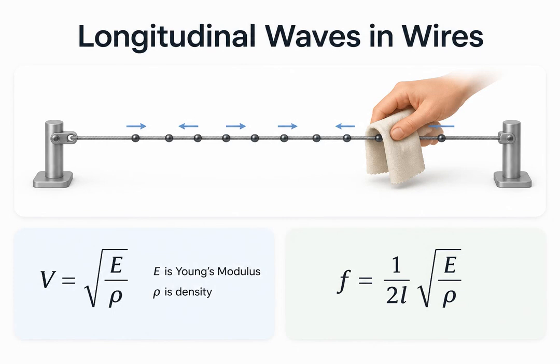So far, we have focused on transverse waves in strings. However, if we stroke a stretched wire along its length with a rosined cloth, we excite longitudinal waves instead. The particles now vibrate parallel to the wire, producing a very high-pitched, piercing note. The speed of this longitudinal wave depends on the material's elastic properties, specifically its Young's modulus and density. This gives us a powerful acoustic method to determine the elastic constants of metals.